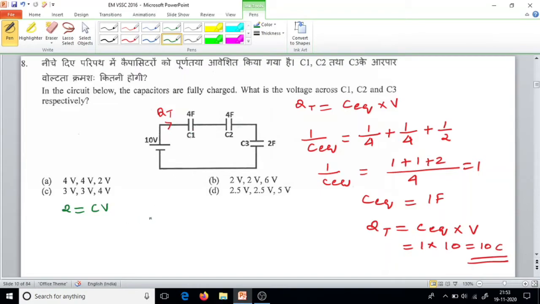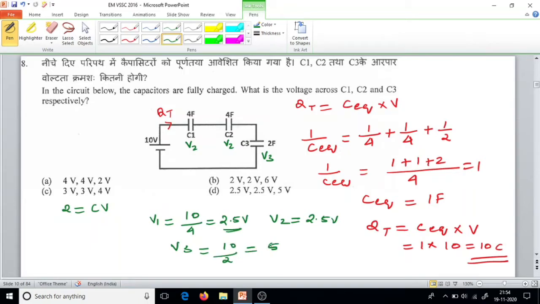Across C1 we will take it as V1. This is V1, V2 and this is V3. V1 equals Q by C. What is Q? That is 10. 10 divided by C, which is 4, equals 2.5 volt. Similarly, V2 also we will get the same 2.5 volt. V3 equals 10 divided by 2 farad, so we'll get 5 volt. So the answer is option D.